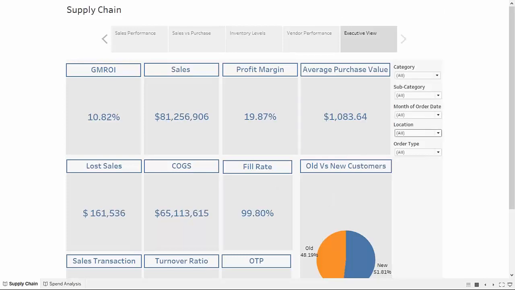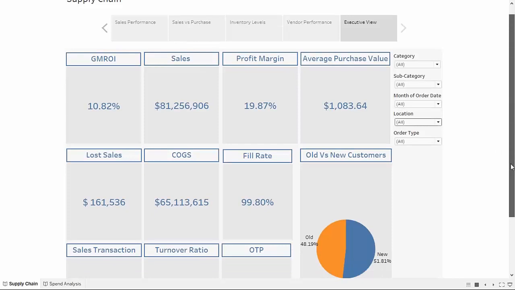So now we have covered the supply chain side of dashboards, where we have discussed sales performance and purchase performance. We have seen the inventory levels. We have looked at the performance by vendors. Now we have a 360 view of the entire business value chain on the executive view.